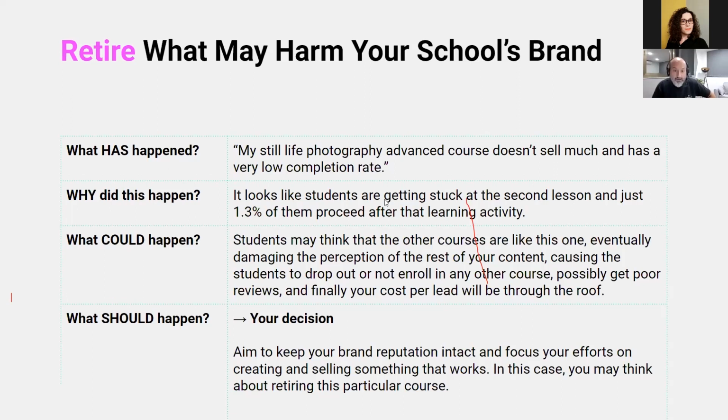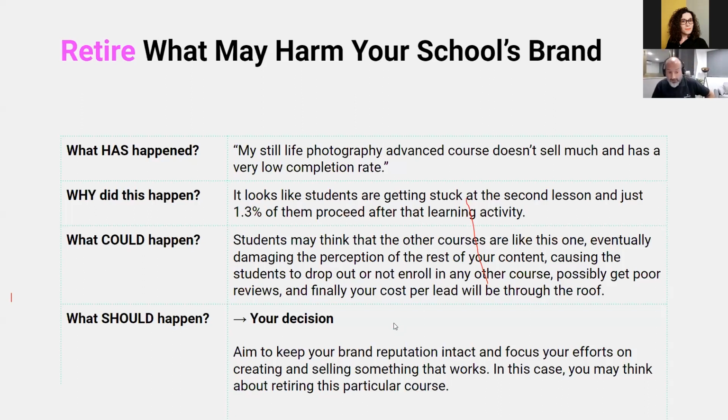Why did this happen? Students get stuck at the second lesson and just 1.3 of them proceed after that learning activity. So this is a disaster of an activity. This is something that you absolutely want to remove from your online course and replace, or it shouldn't be there. Students may think that the other courses are like this one, and this creates more damage on the perception that they have about your online school. So they might not even try the other courses. They might ask for refunds. You might get poor reviews, bad satisfaction. So this is something that doesn't pay off and will create lasting damage to your online school.